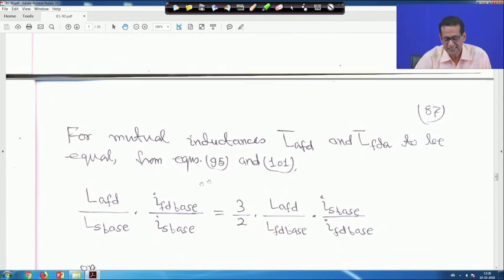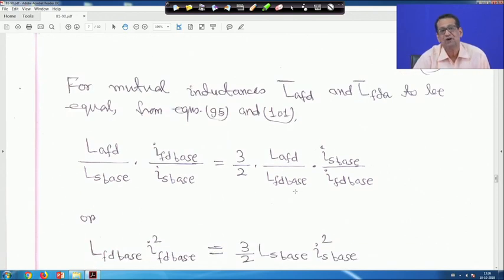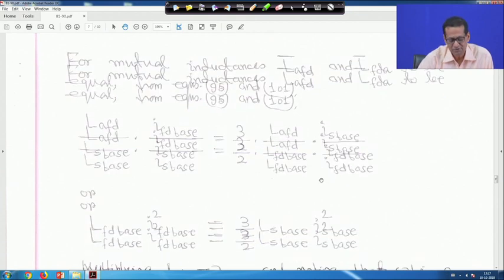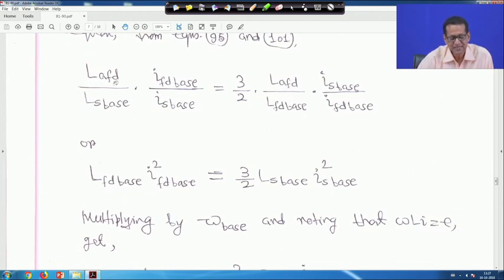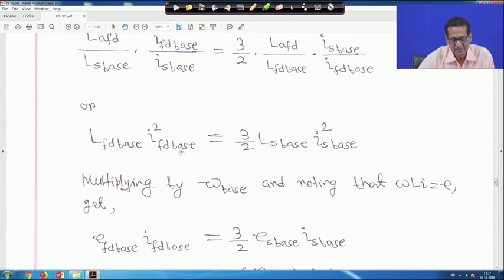Similarly, for mutual inductances LFD bar and LFDA bar to be equal, from equations 95 and 101 they have to be equal, otherwise you cannot make per unit and refer to either side. So we make LFD upon IS base into IFD base upon IS base equal to 3 by 2 LFD upon LFD base into IS base upon IFD base, and you cross multiply and simplify: LFD base into IFD base square is equal to 3 by 2 LS base into IS base square, right.